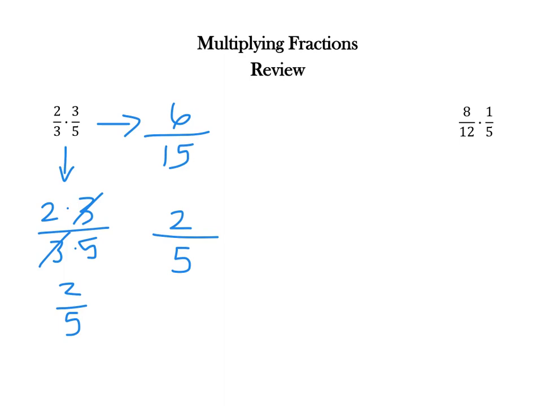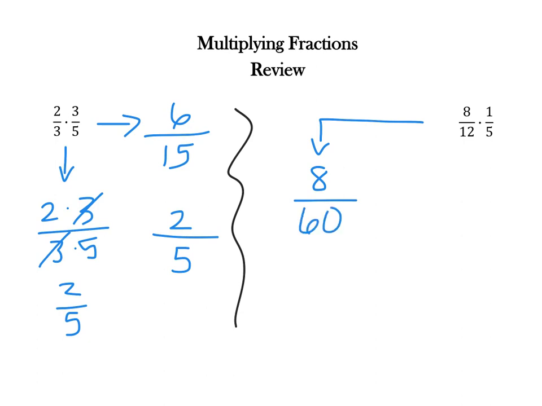I'm going to try doing this other example as well, also in two different formats so you can see which method you prefer. Knowing both of these methods is definitely going to help you with the examples that we're doing today. So I can start by multiplying the top. 8 times 1 gives me 8. In the denominator, 12 times 5 gives me 60. I notice that the 8 and the 60 are both divisible by 4. So if I divide the top by 4, I get a 2, and if I divide the bottom by 4, I get a 15. So this comes down to 2/15.